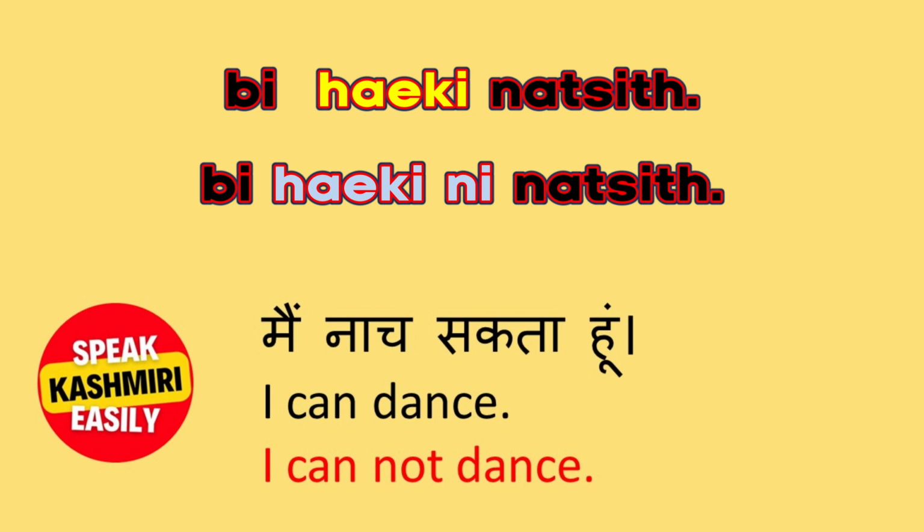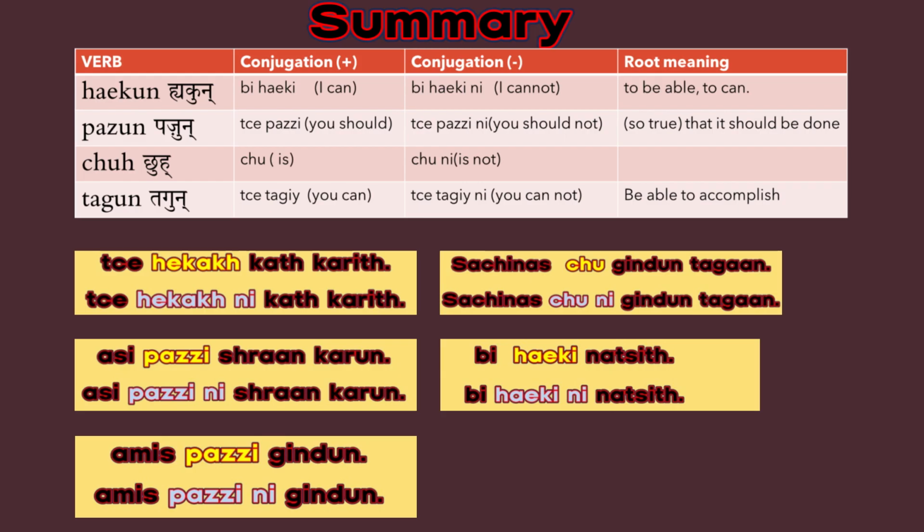Let's have a quick summary of the verbs that we have used in today's lesson. Number first is hakun. Hakun means to be able to or to can. In this lesson, we conjugated hakun as behek and behekken. Behek is the positive conjugation, behekken is the negative conjugation.